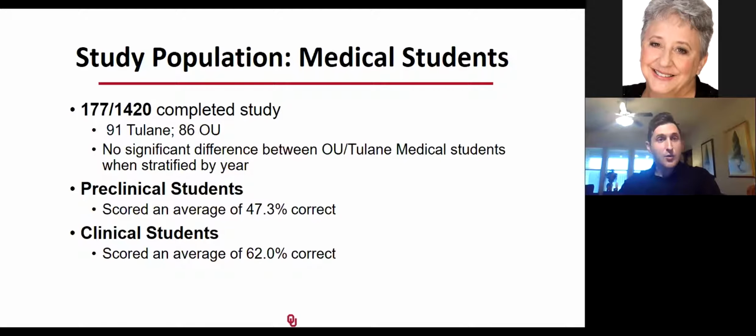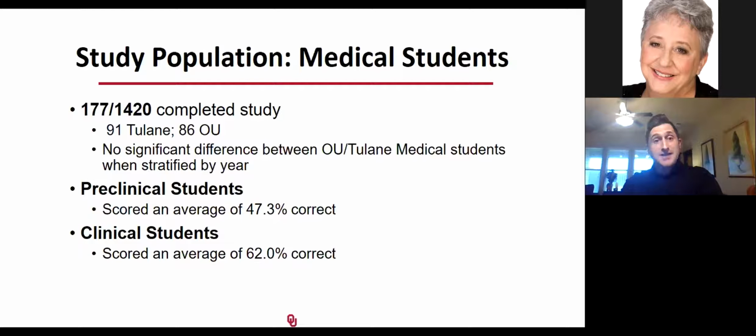So we distributed surveys to 1,420 students. Of those, 177 actually completed the study in its entirety. Of those, 91 came from Tulane and 86 came from OU. There were no significant differences between the OU and Tulane medical students when we're stratified by year.